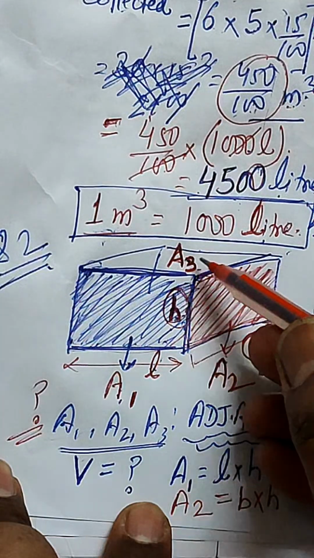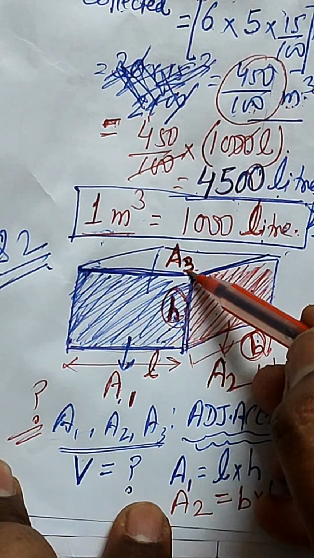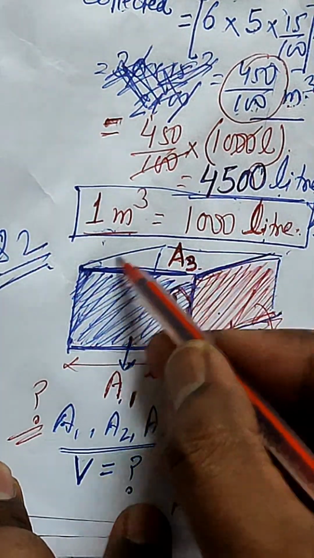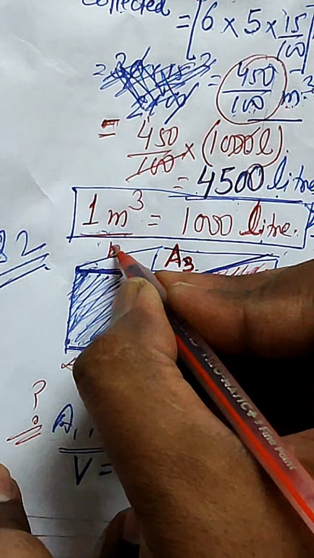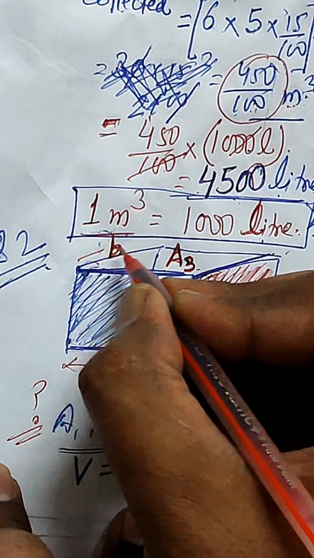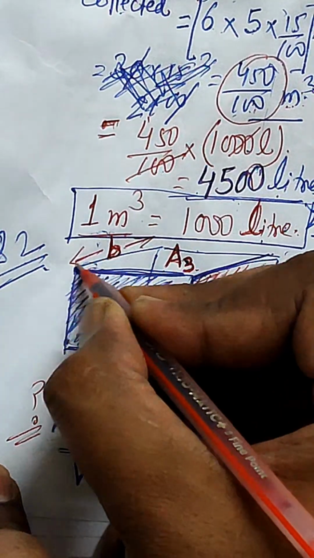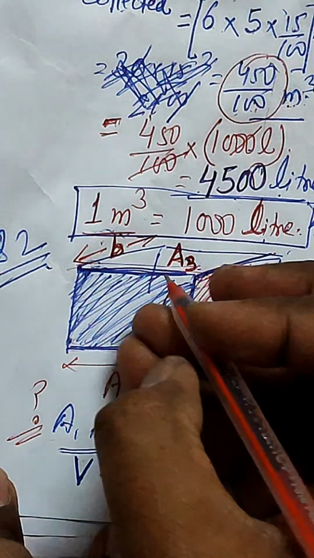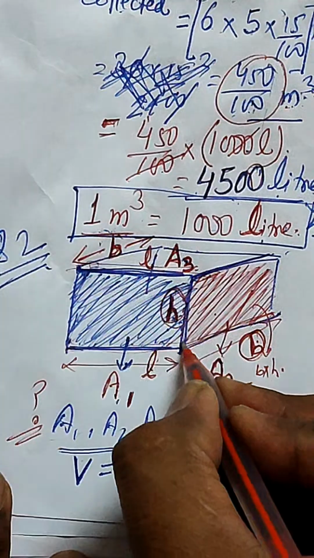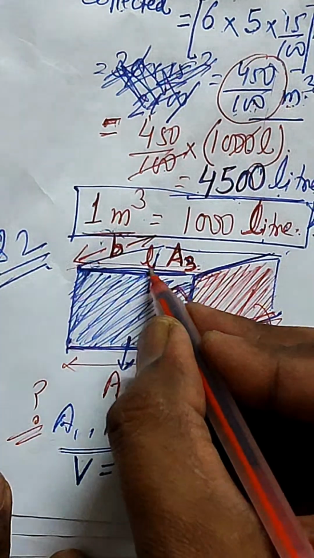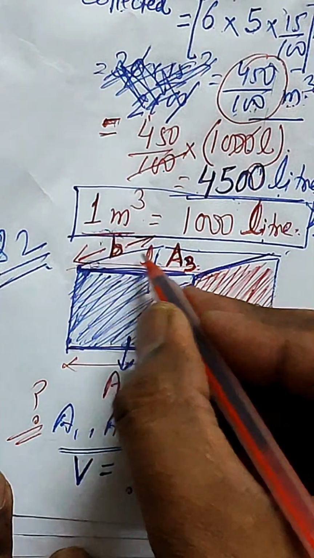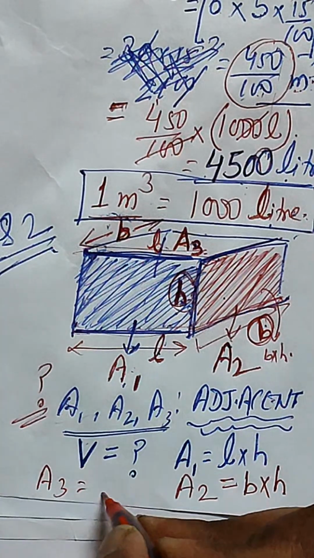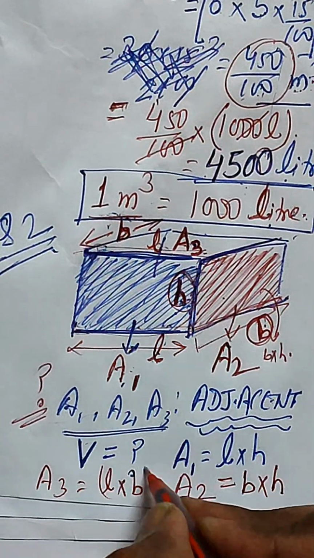Similarly, on the top, the blank one where we have written A3, the dimensions are formed by B and L. This one is B, and this is L, because you can see here L. So this will be equal to L into B. So A3 equals L into B.